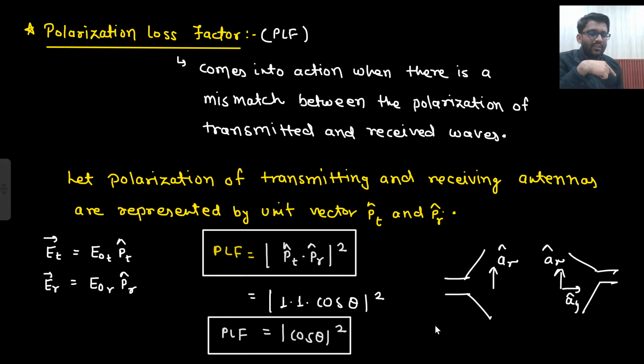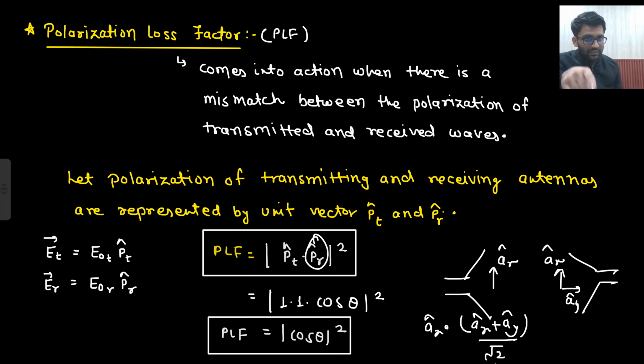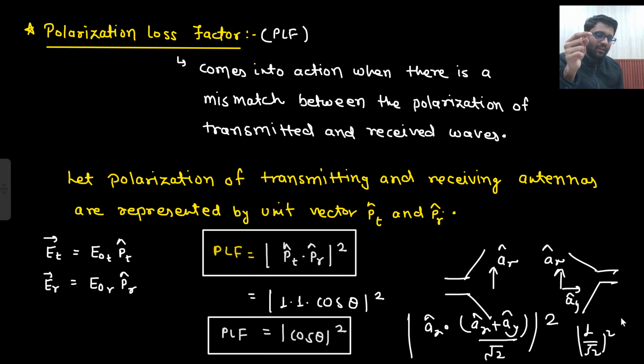So what will be the polarization loss factor here? AX cap, because this is the transmitted wave. And what about the received wave? The received wave is AX cap plus AY cap. But certainly you will divide by root 2 as well. Why is that so? Because you need to take the unit vector. So (AX cap plus AY cap) divided by root 2, and then take the whole square. So what will you get? (1 by root 2) whole square. So what will be the answer? Half. So the polarization loss factor will be half.